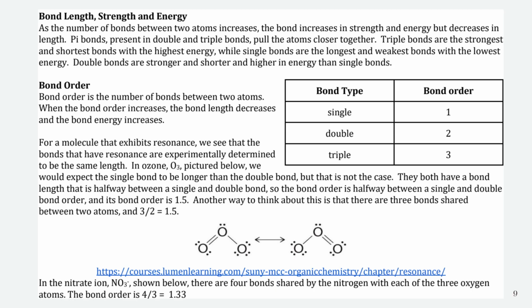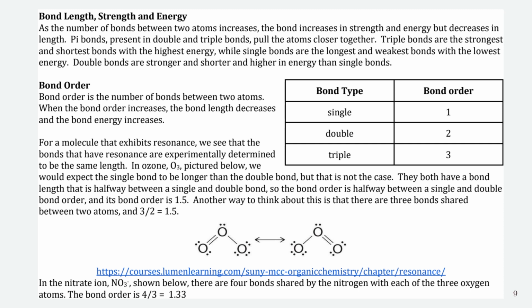Okay, so bond length. Bond length and strength energy. As the number of bonds between atoms increases, the bond increases in strength and energy, but decreases in length. Pi bonds, present in double and triple bonds, pull the atoms closer together. The triple bonds are the strongest and shortest with the highest energy, while single bonds are the longest and weakest and have the least amount of energy.